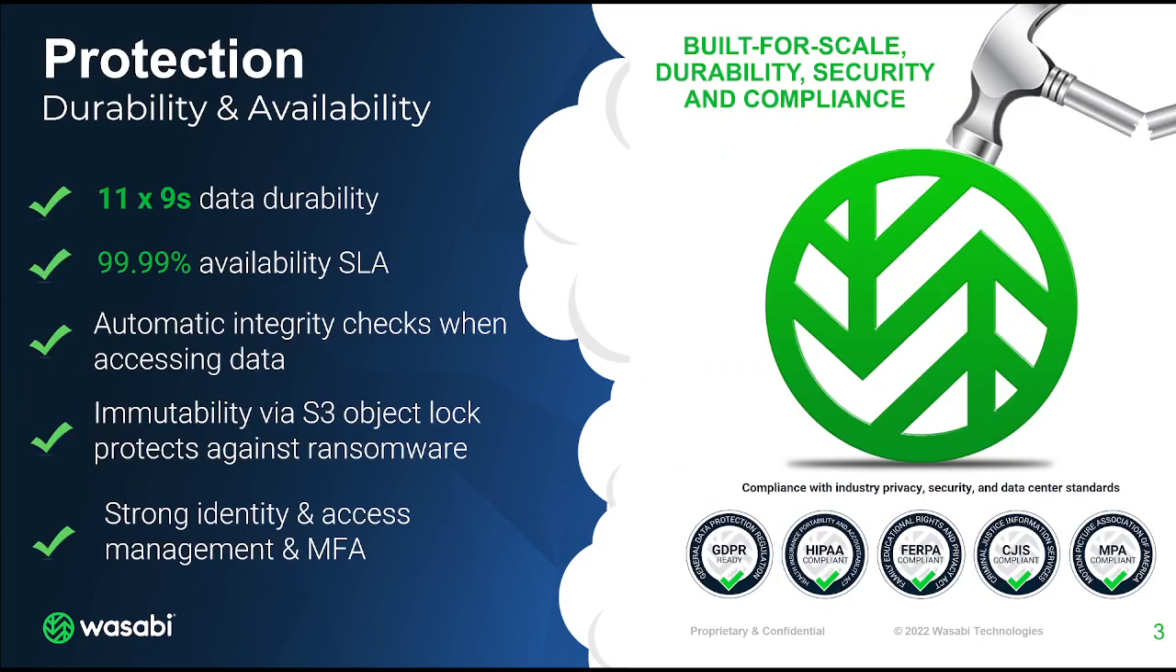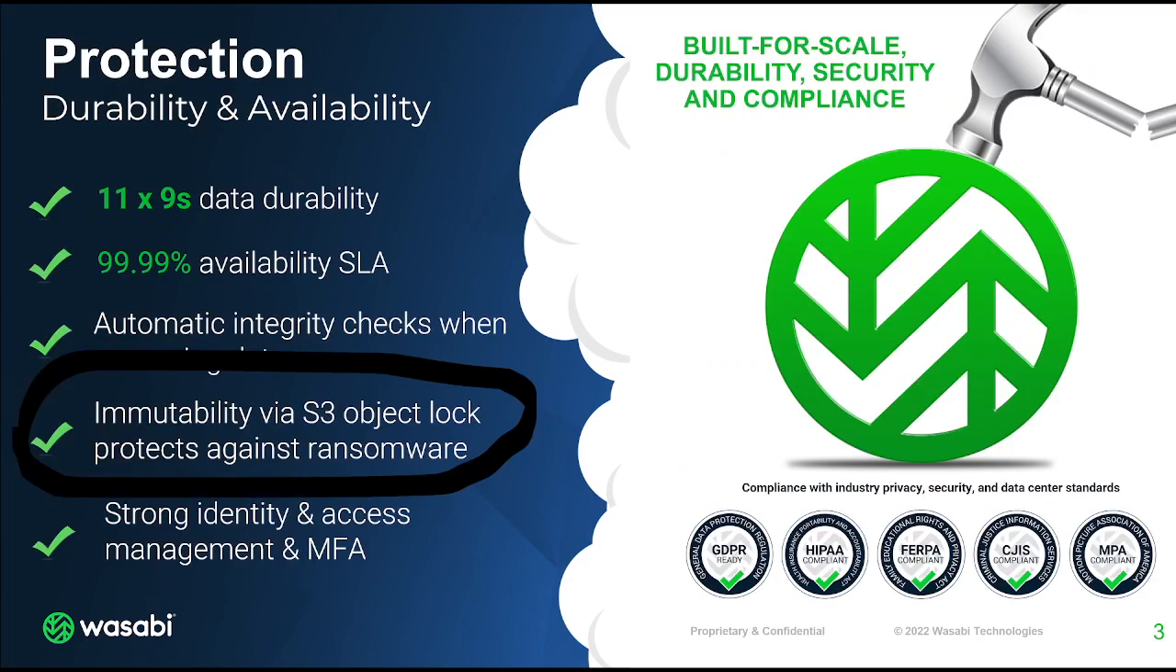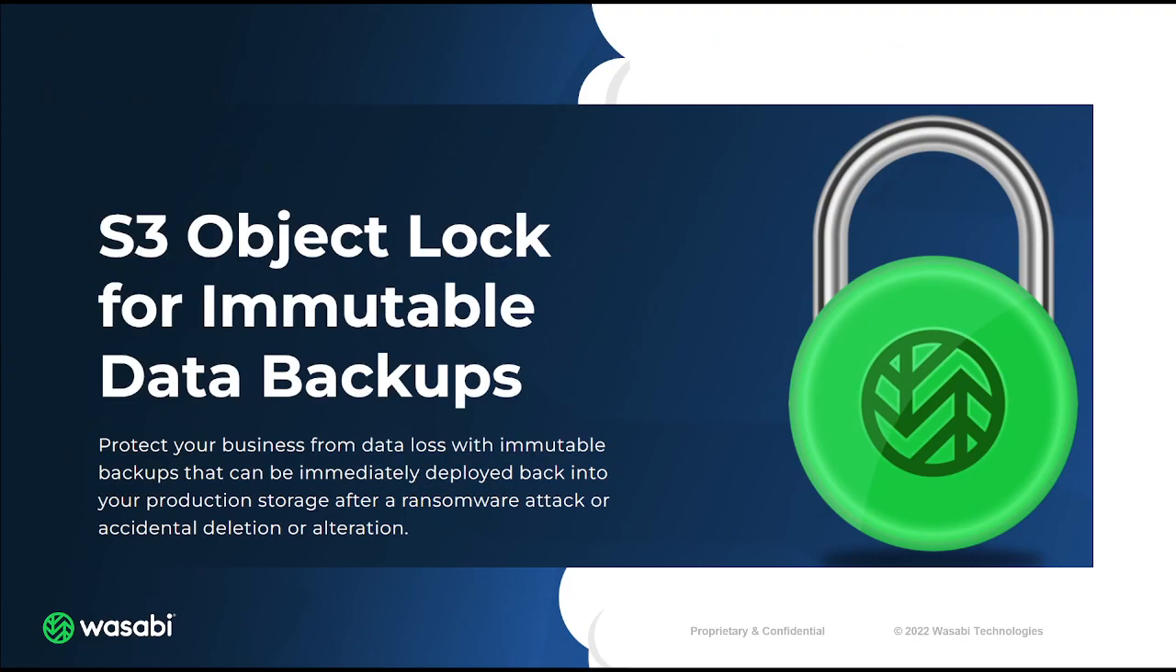The other thing I wanted to remind everyone of was the immutability via S3 object lock. This is there to protect you against ransomware. So very quickly, we're going to go through what object lock is. S3 object lock is the modern equivalent of the air gap. The traditional way of creating an air gap was by physically removing your backups from the network. Normally this was a removable drive or a tape.